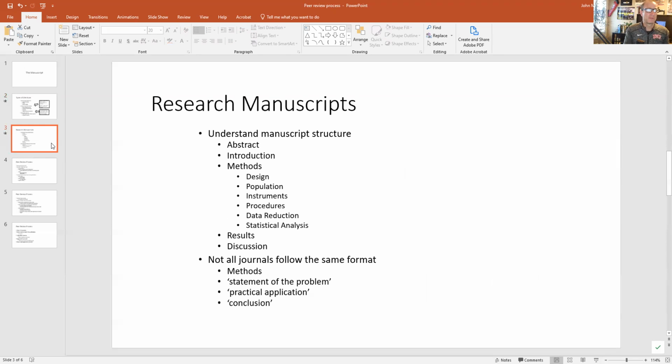All right, so now what I want to do is talk about the research manuscript that ultimately is published in a peer-reviewed journal. And so that's really my focus. So first off, it's important to understand the structure of a manuscript. Every manuscript pretty much will have an abstract, that the abstract can be searched and found through different search engines. And then there will be the body of the paper.